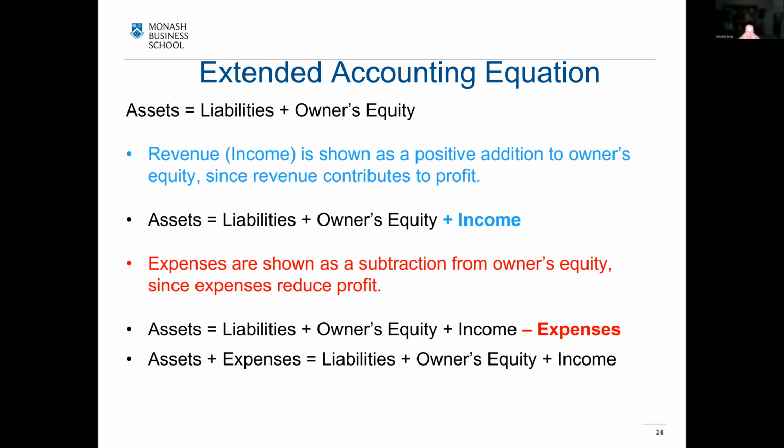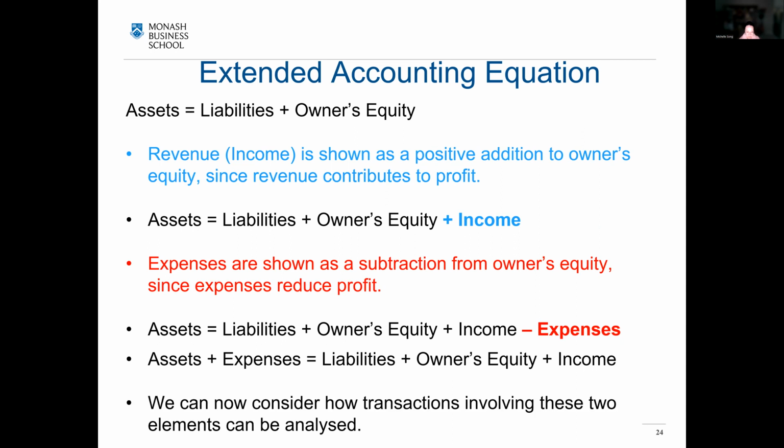So on the left-hand side of the accounting equation, you have assets plus expenses. Then on the right-hand side, you will have liability, owner's equity, and the income. Now you will see the second version of the accounting equation more often from next week onwards. So we will use assets plus expenses equals liability plus owner's equity and the income more often in this unit. Either way, they are the same. They are just arranged differently.